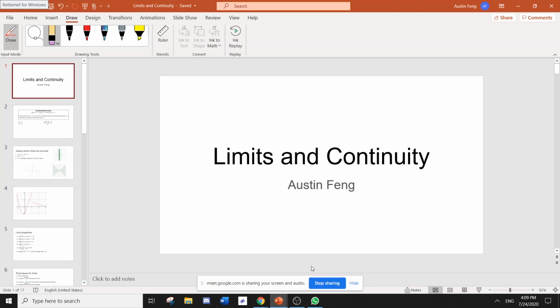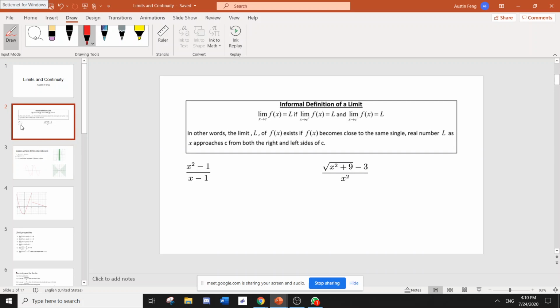Our first class is going to be on limits and continuity. Basically, a limit is the foundation for calculus because it's the foundation of derivatives. A limit is the value a function is approaching when x is approaching a certain number. It's not the exact value, but the value that it's approaching.